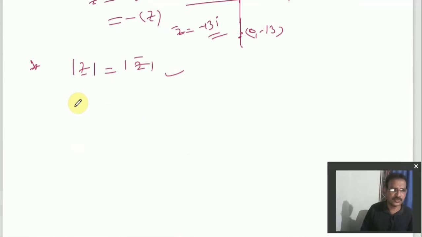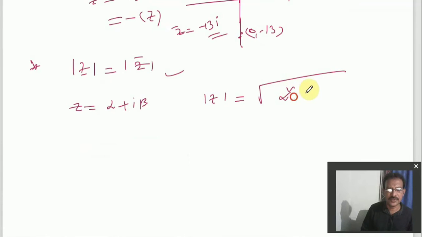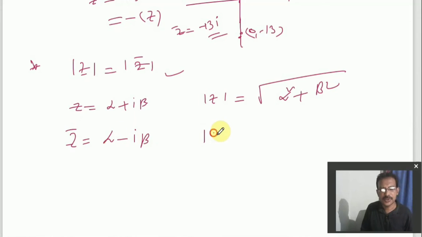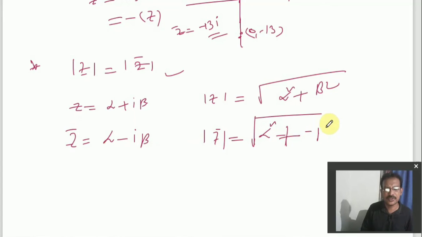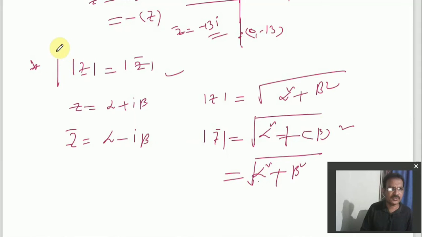Suppose z is equal to alpha plus i beta. What about modulus of z? Root of alpha square plus beta square. Z bar is equal to what? Alpha minus i beta. Modulus of z bar is equal to square root of alpha square plus minus beta whole square, that is again equal to square root of alpha square plus beta square. Therefore, we can conclude that modulus of z is equal to modulus of z bar. So both of them are same.